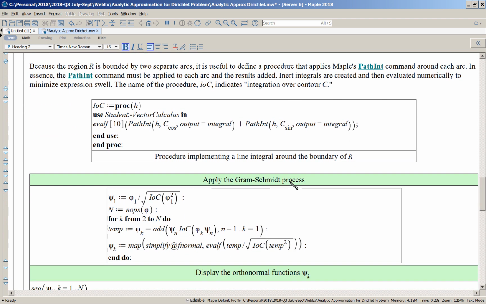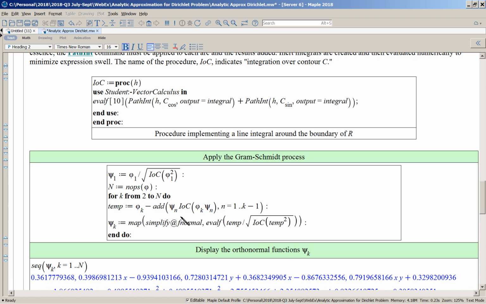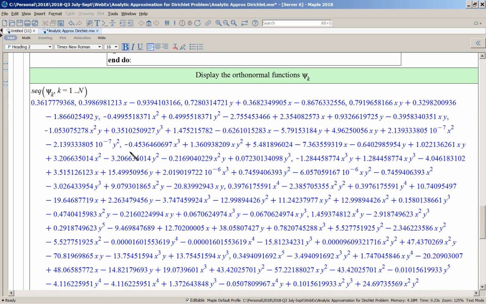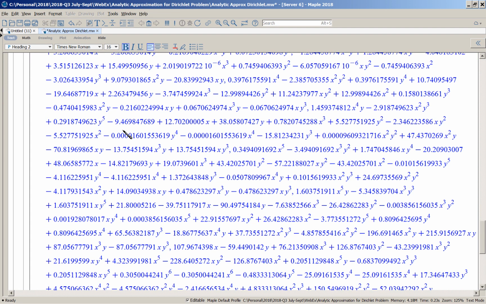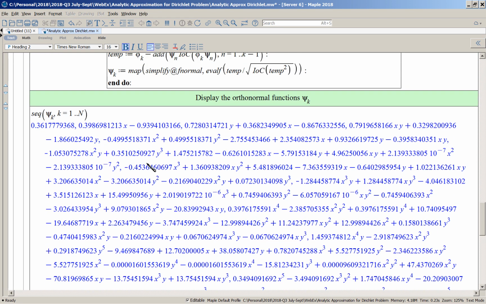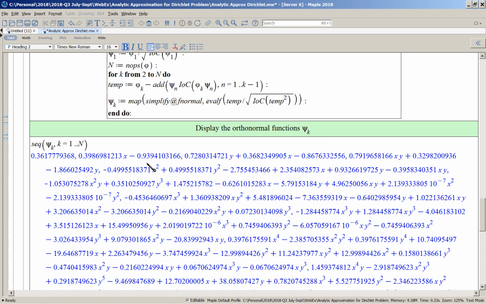So here is the Gram-Schmidt process using this integrate on contour command. The integrate on contour command takes the place of path int over two pieces, and everything else is the same. And here is an evalf, a floating, a rounding and a simplify, and these are the resulting psi functions. They're extremely messy. I could not imagine doing any of this by hand. It's just beyond belief. But with the tools of Maple, it's just a snap.